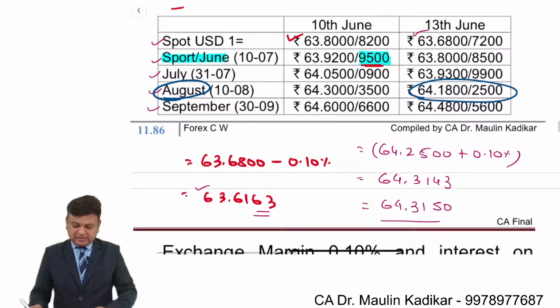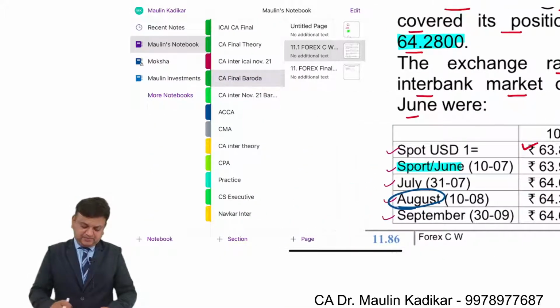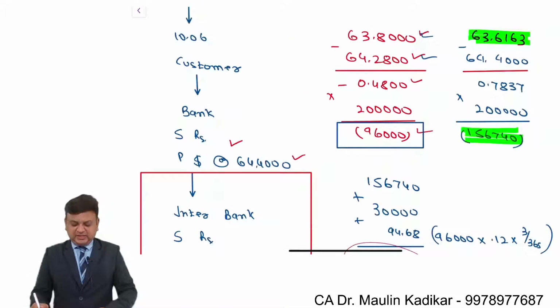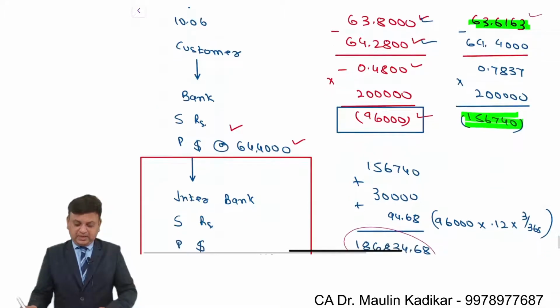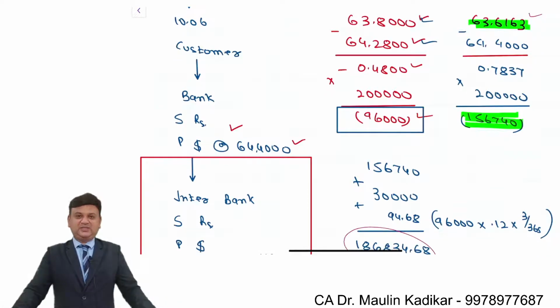Yet, as far as this profit or loss is concerned, they have kept the exchange rate the same, 63.6163. So I am keeping the same for the purpose of calculation of the answer. This is the way we are required to do the answer.